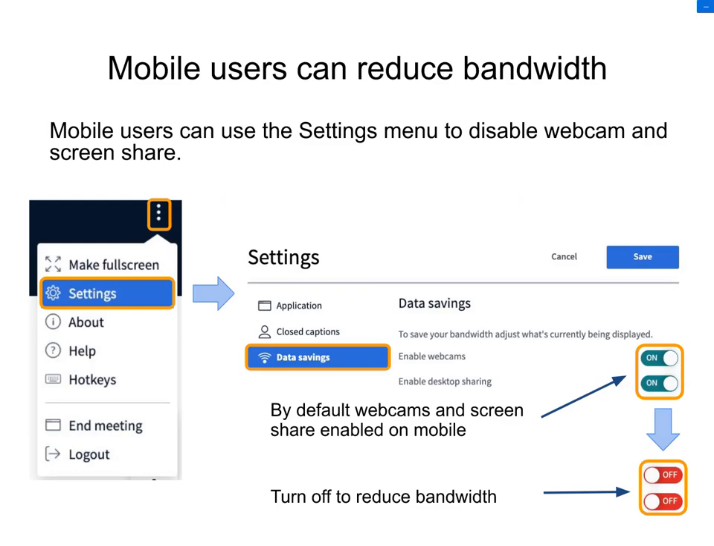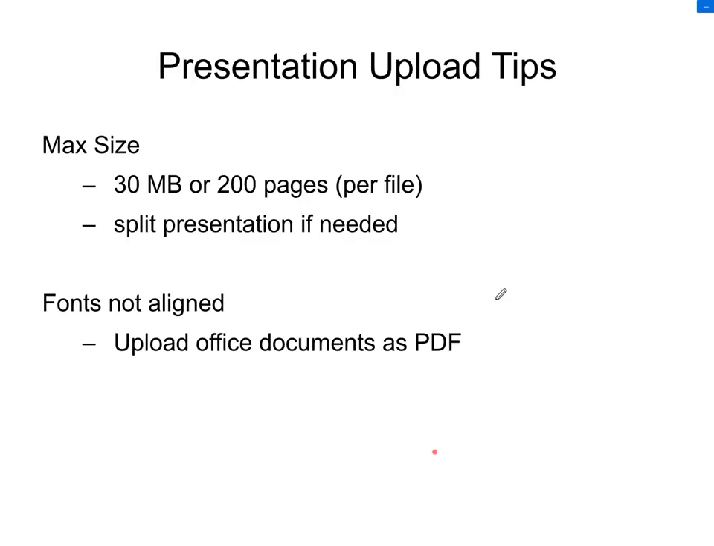For folks on really low bandwidth, there is an option in the settings called data savings. When you choose settings from the three dots, you can disable webcams or desktop sharing on the client. So someone on low bandwidth who can't handle the stream for the webcams and the screen sharing could turn it off, and they'd still hear everything. And it's all still recorded, but it reduces their bandwidth requirements to be part of the session.